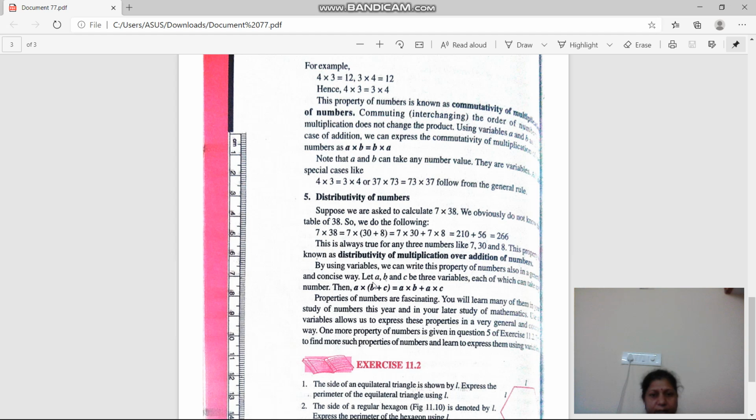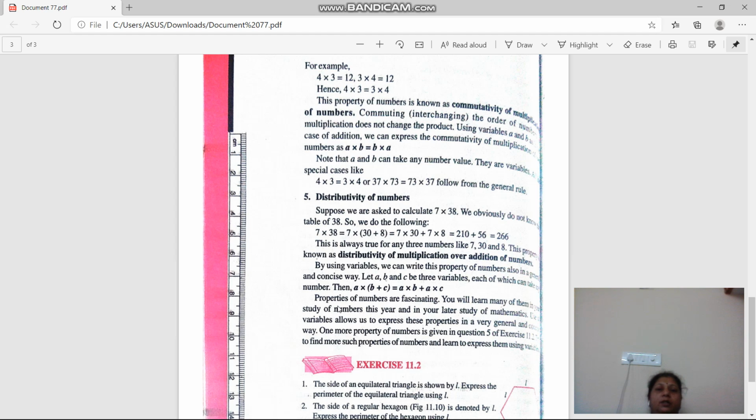Okay, so let's see. A, B, C are the three variables. Each of them can take any number. Okay, then what will be the rule? See here, A multiplied by (B plus C) means A multiplied by B plus A multiplied by C. Okay, you can take any three digits instead of A, B and C, which do not depend on each other, and you can check this rule. We can see that it is followed.